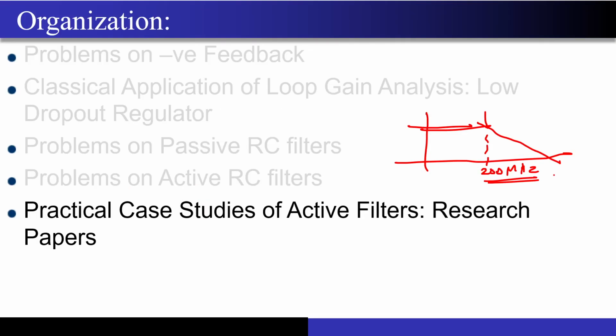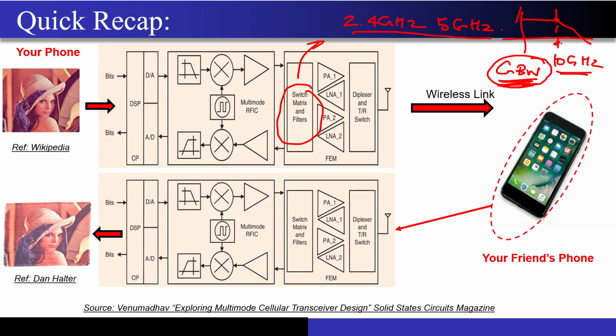Now let's see the practical case studies. So now just a quick recap. I hope you remember this from our first class, how the entire architecture looks. So you have the power amplifiers, the LNAs and the RF filters near the antenna over here, and the filters that we studied are present after the down conversion. This is where we actually operate. Correct? So whatever filters, active RC filter, passive RC filter, whatever we studied, they actually occur in this particular part of the transceiver.